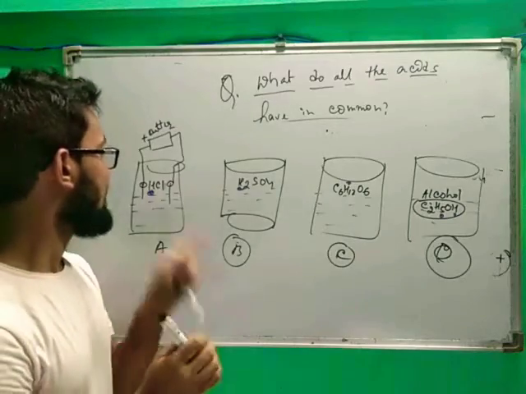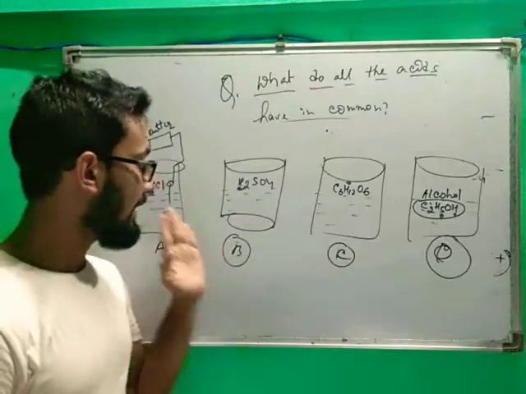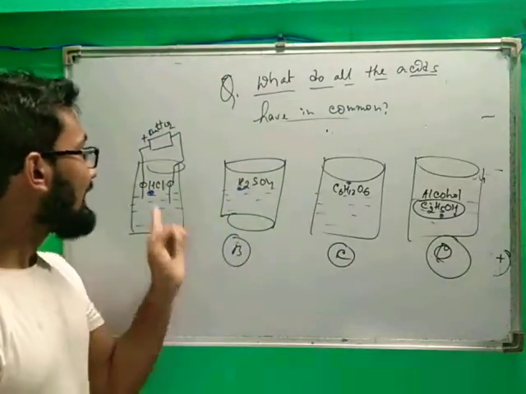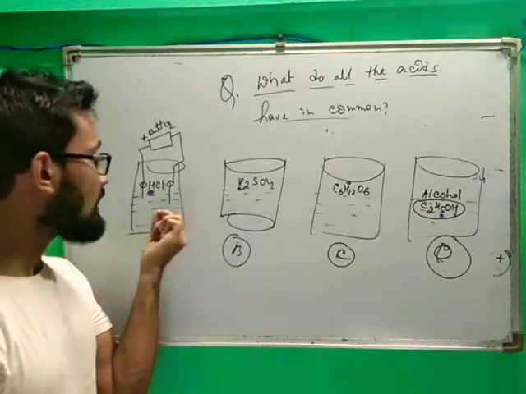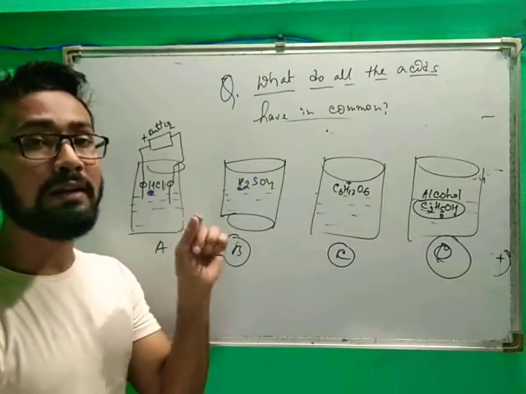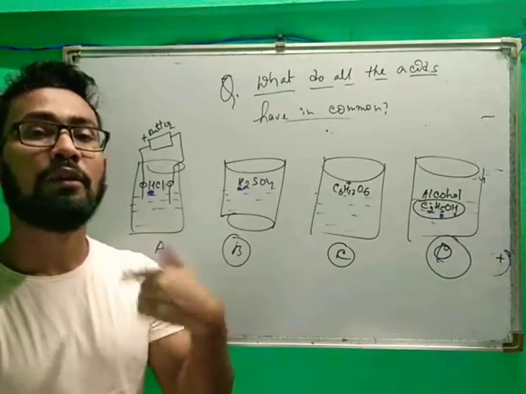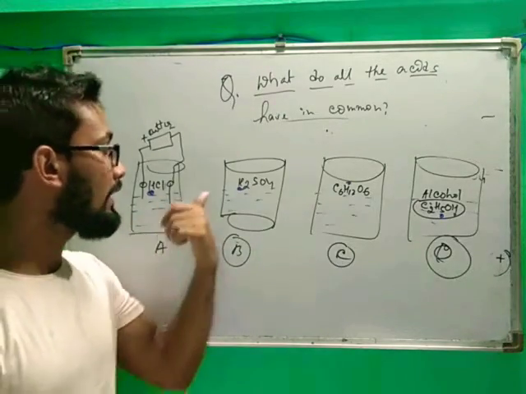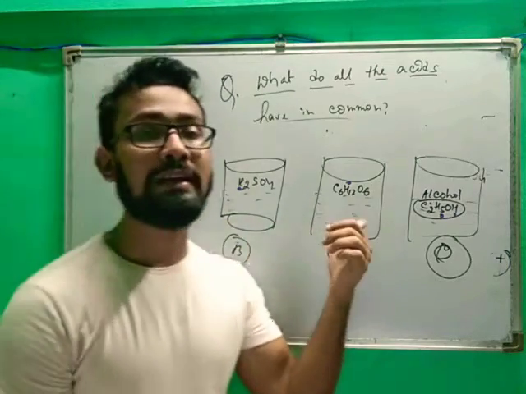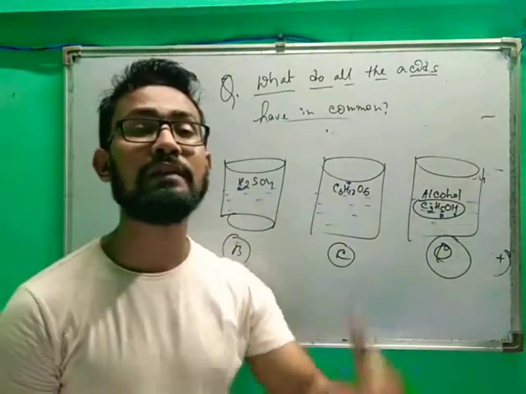Now this experiment is for everyone, for beakers A, B, C and D. In case of beaker A, I test whether this water is conducting or not. I will see that this water is conducting electricity. In case of this one also I will see electricity is conducting. But in case of this one, I will see electricity is not conducting. Here also I will see the same, electricity not conducting.